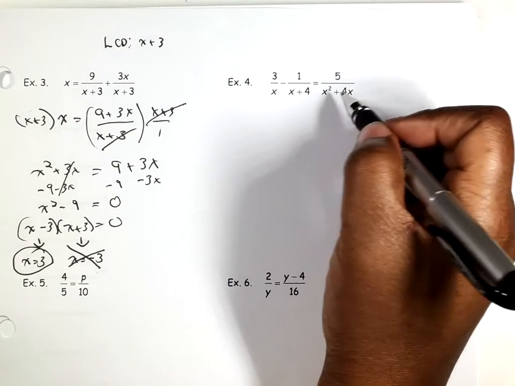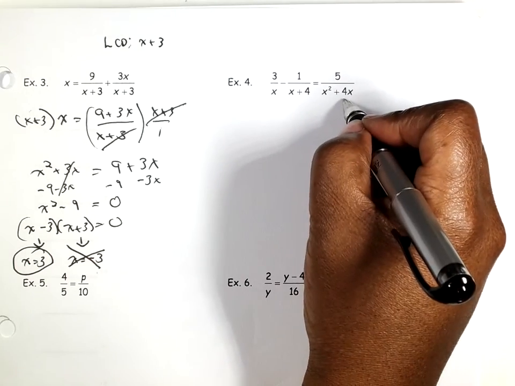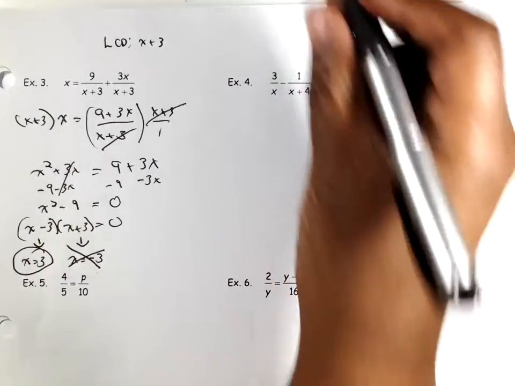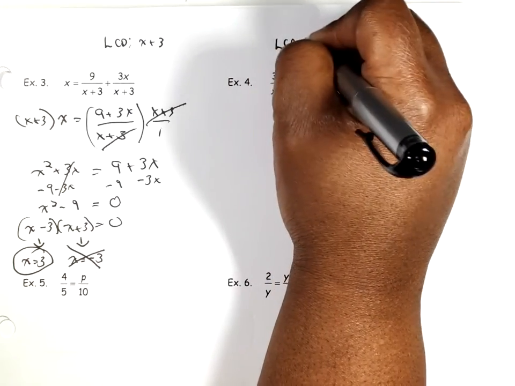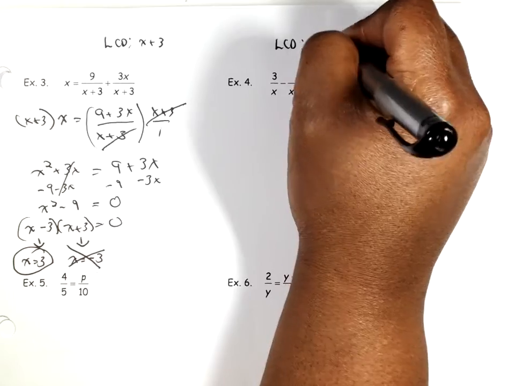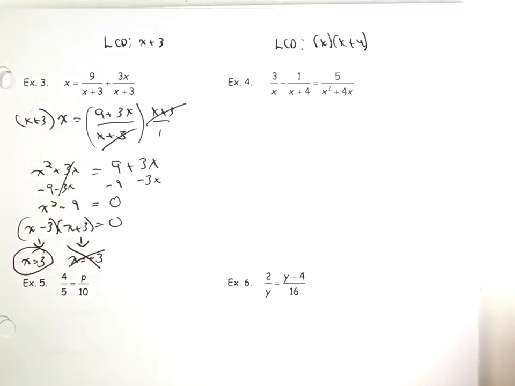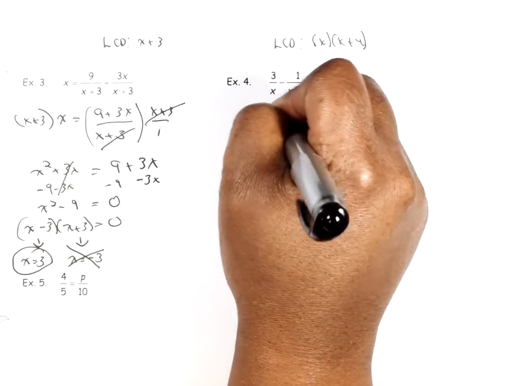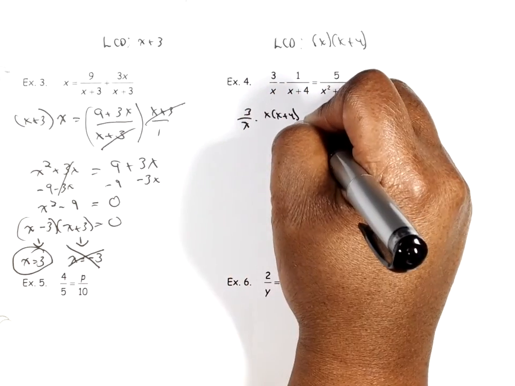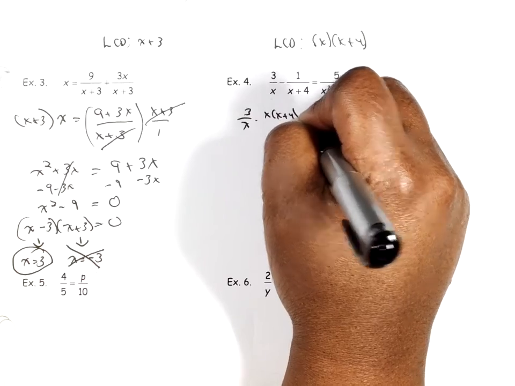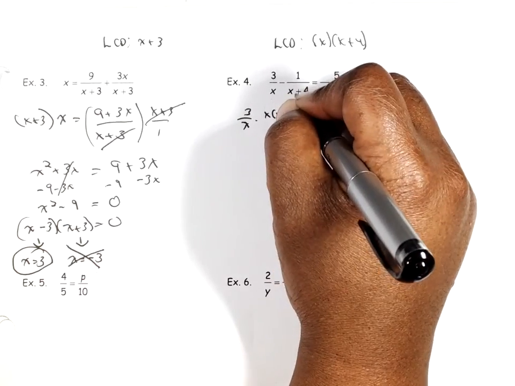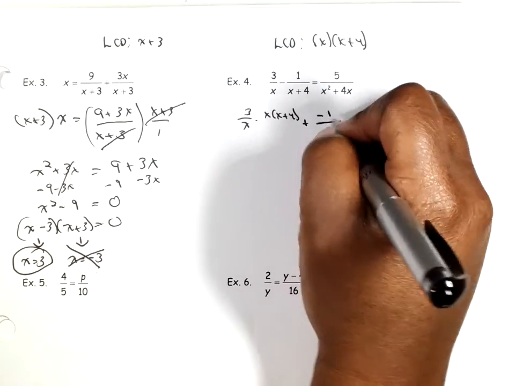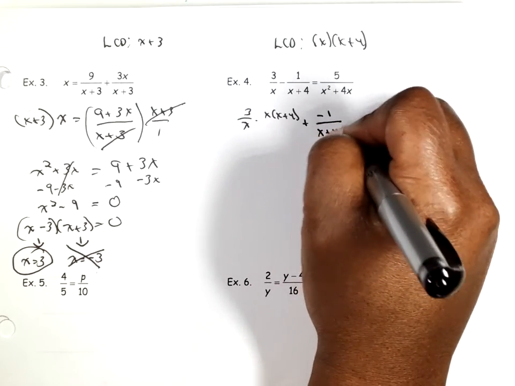All right, number 4. If you factor this, it's x times x plus 4, which is just a combination of these two. So my LCD is x times x plus 4. I'm just going to write them out for each term. And because this is a subtraction, I'm just going to make that a negative 1 up top so that I don't mess up my signs later.